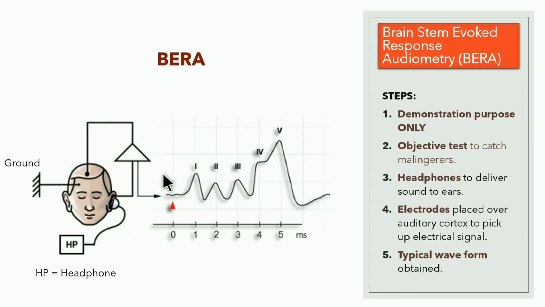Another importance is to find out at which site in the auditory pathway there is a lesion. Where the damage is in the auditory pathway, at which site there is damage, we can find out from the waveforms. So that is another importance of the BERA test.